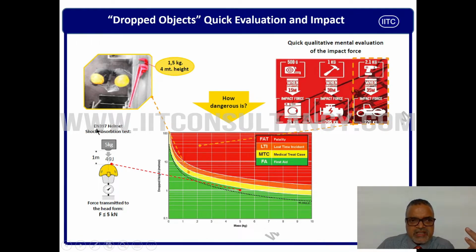If you see here, the EN 397 helmet shock absorption test, 5 kg of weight is falling from 1 meter. The force transmitted to the head is less than or equal to 5 kN, which is 49 joules. And if you see here, the impact is in green. That means if 5 kg falls on my helmet, then probably I will survive. But this is very close to the MTC. If you see here, this is on the borderline.